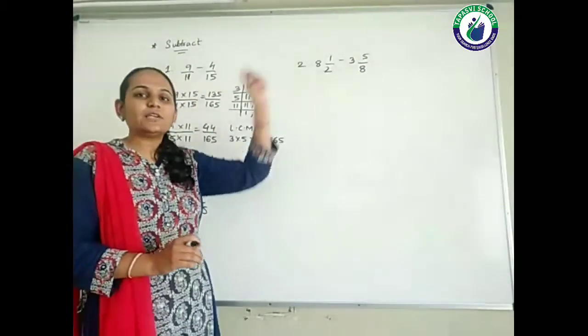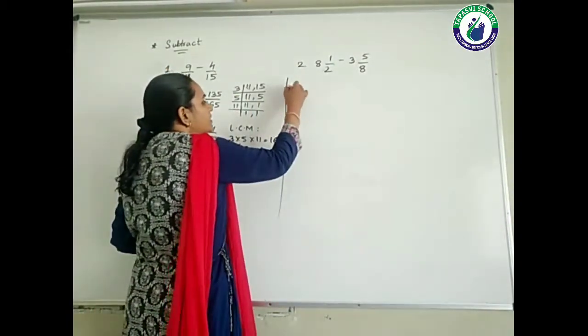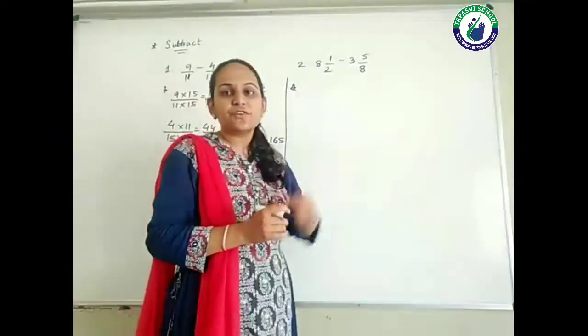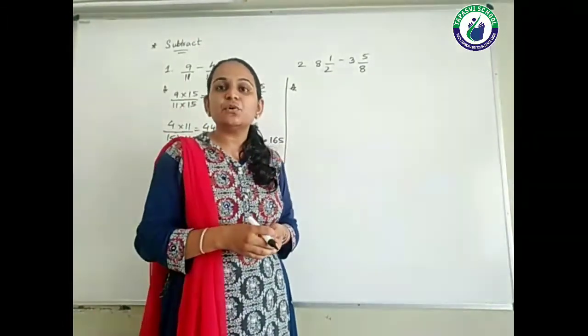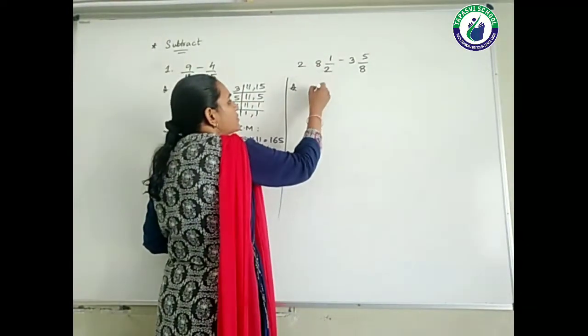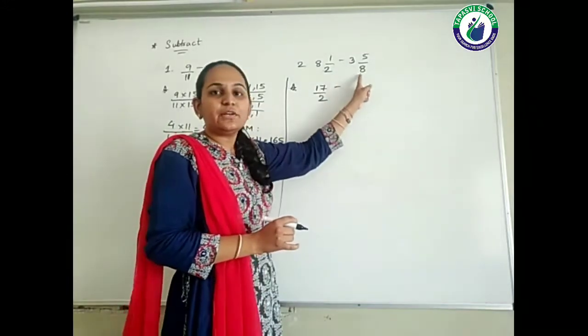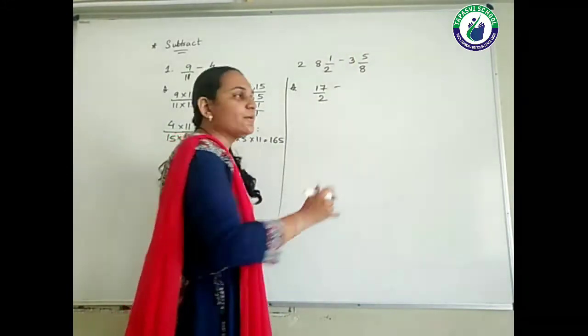Okay, now moving to the second question, students. So both the fractions are mixed fractions, students. So we need to first convert them into improper fractions. 8 2s are 16 plus 1, so 17 upon 2 minus 3 8s are 24 plus 5, so 29 upon 8.